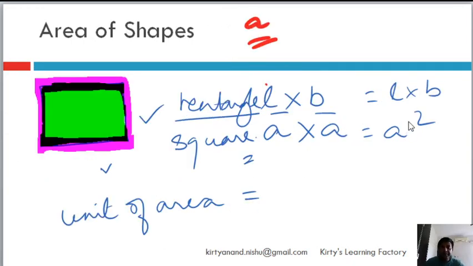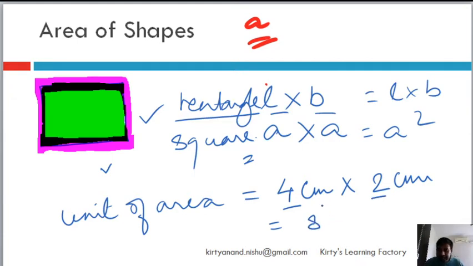In area we are multiplying two lengths. Let's say length is 4 centimeters and breadth is 2 centimeters. Numerically it becomes 8, but understand that centimeter is being multiplied by centimeter, so the unit becomes centimeter square. Because like I said, area is not a linear length, it is the region that you cover. So there is going to be a length and a breadth, and then it covers the whole region.